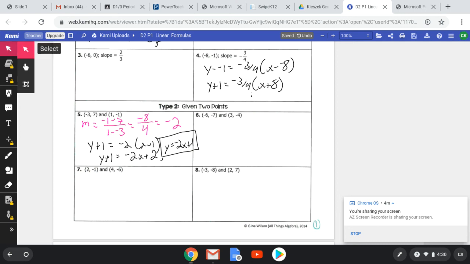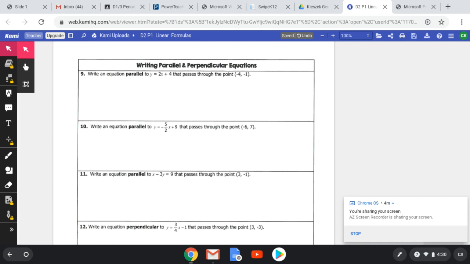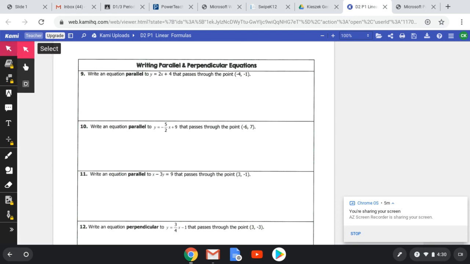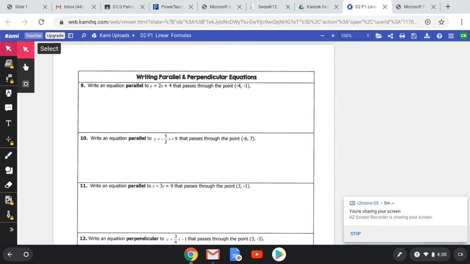The next part here in your packet is writing equations that are parallel or perpendicular to another equation. So the first thing you want to do is make sure that the equation you're working with is in the form of y equals mx plus b. So let's actually look at one that requires you to do that first. Let's look at number 11. Well, in fact, let's look at number 9. Look at the basic problem first.